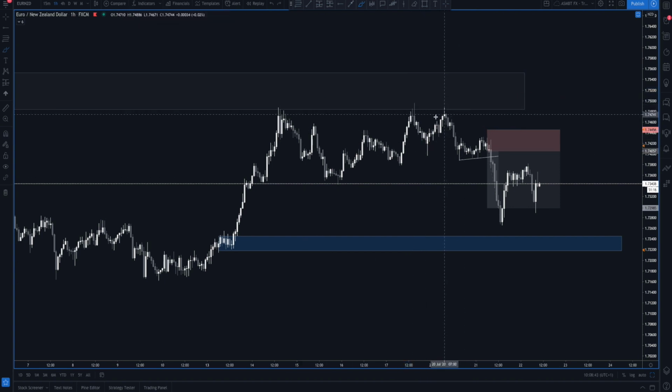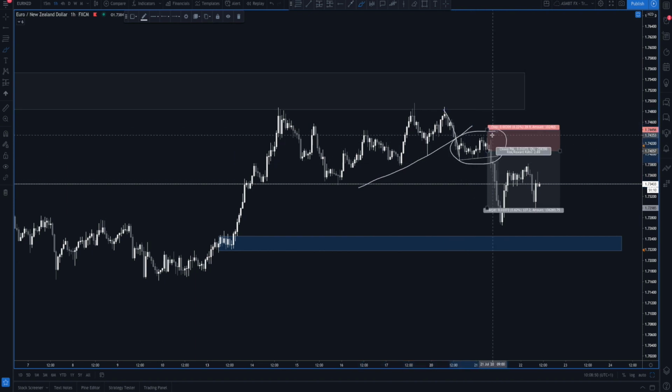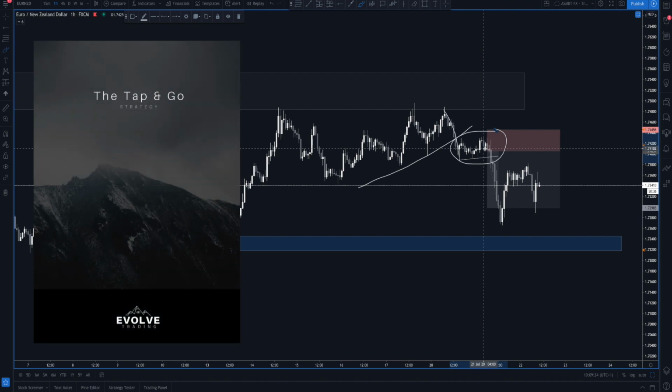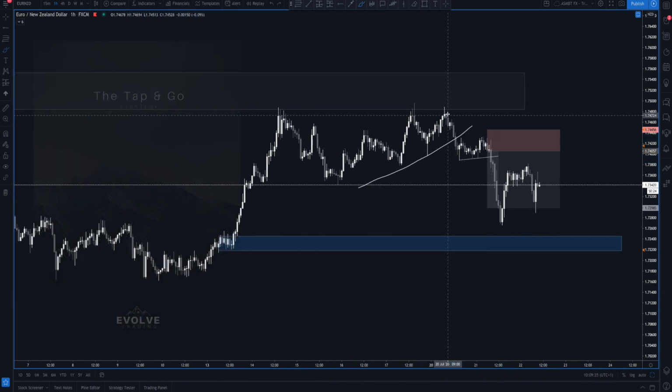Now we can see we've got this little trend line, we've broken that, and what I've done is hide the T&G confluences just for the sake of privacy around the strategy, for those who are subscribed to the Evolve platform. But for the sake of this video, if you do hear me speak about T&G confluences, it's just the name of the strategy that I use to execute. As you can see, we've got this nice push down, but we did close out with this wick.